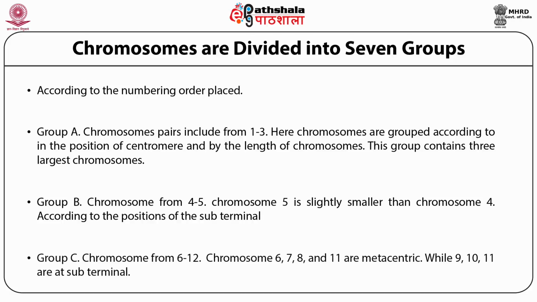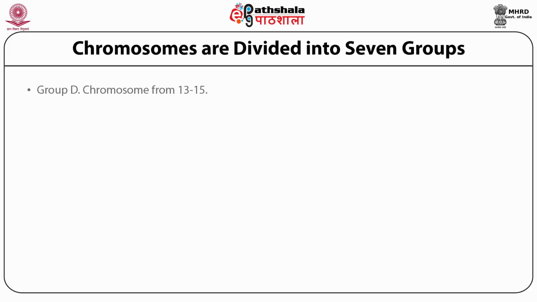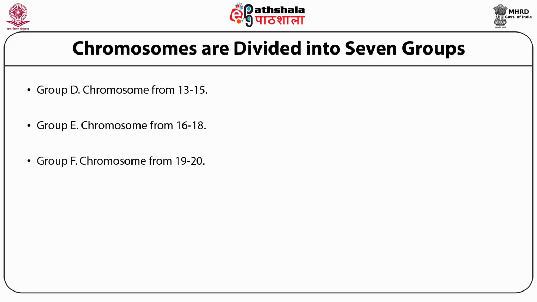Group C consists of the 6th to 12th chromosomes. Chromosomes 6, 7, 8 and 11 are metacentric, while 9, 10 and 12 are subterminal. Group D consists of the 13th, 14th and 15th chromosomes. Group E consists of chromosomes 16 to 18. Group F includes the 19th and 20th chromosomes. And finally, Group G includes the 21st and 22nd chromosomes.